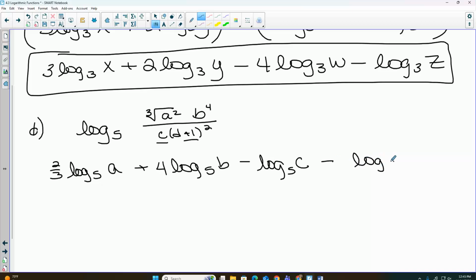minus log base 5 of d plus 1 squared, so the 2 goes to the front. One thing, make sure this d plus 1 is in parentheses, so it shows you're doing the log of that entire expression. All right, seemed to do much better that time. Are we okay with this?